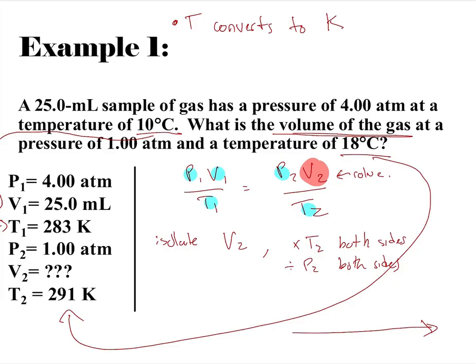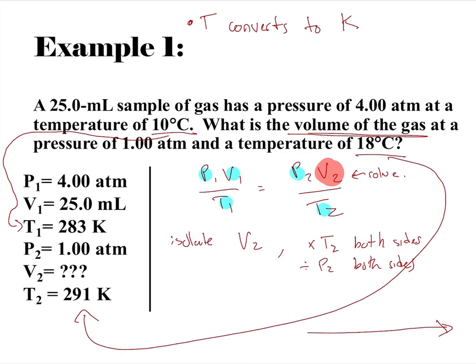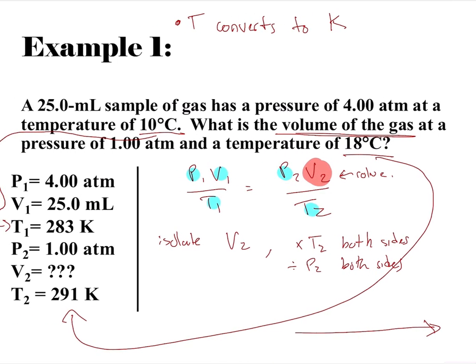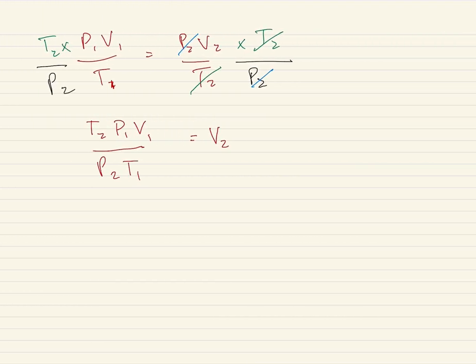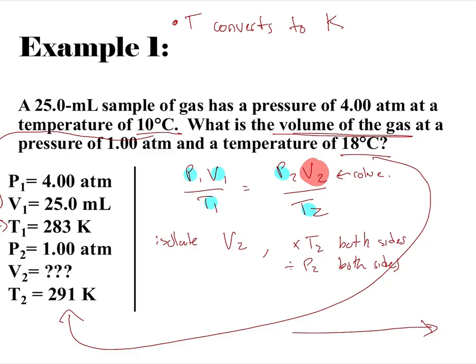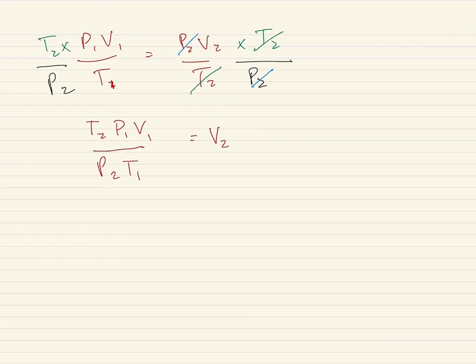All right, we can use a little bit of our intuition to estimate what we expect to happen. So our answer should make sense for that. So I'm going to plug in all the values now. We get our temperature of 18 degrees, which was 291 Kelvin, times our initial pressure, which was 4 atmospheres, times our initial volume, which is 25 milliliters. And our final volume should be larger or smaller than 25 milliliters? Larger, right?